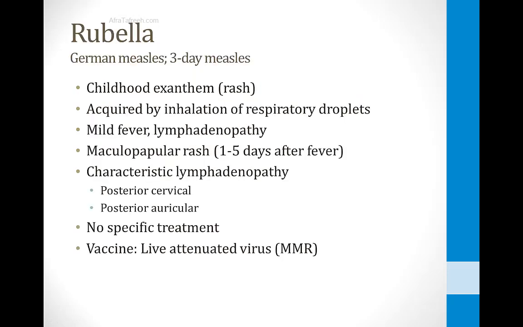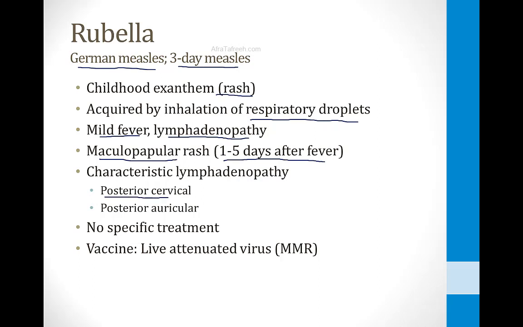Rubella also goes by the name German measles or the 3-day measles. It is a childhood exanthem, which means a childhood rash. Children acquire a rubella infection by inhaling respiratory droplets from other children who are infected. Initially, they develop a mild fever and lymphadenopathy, and then they will get a characteristic maculopapular rash about 1 to 5 days after the fever. The lymphadenopathy classically occurs in the posterior cervical or posterior auricular area of the body, and you should remember this so that you can recognize it in board questions.